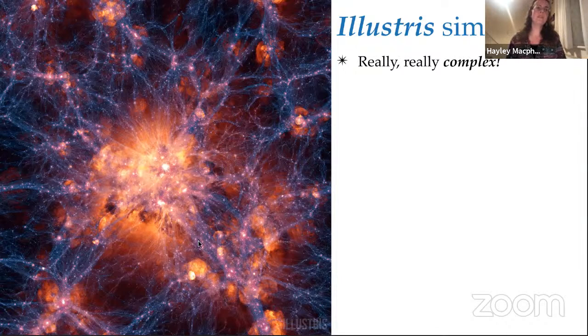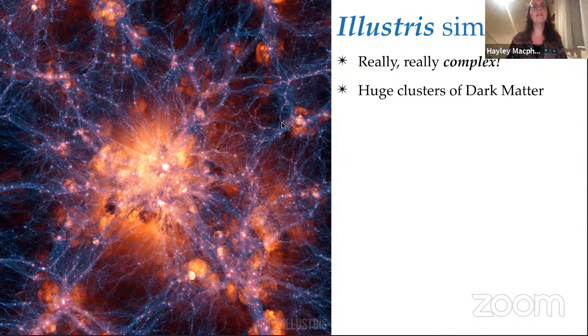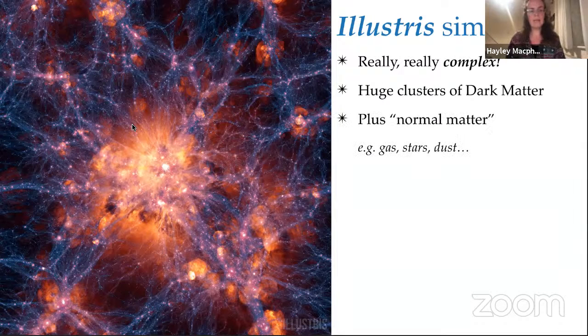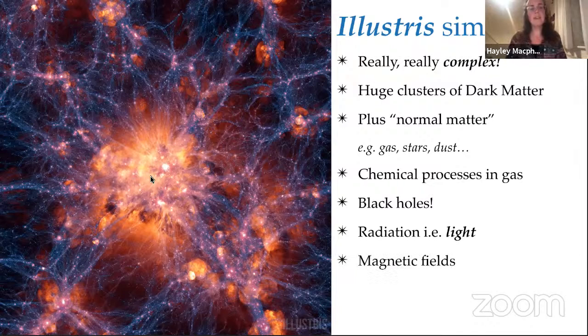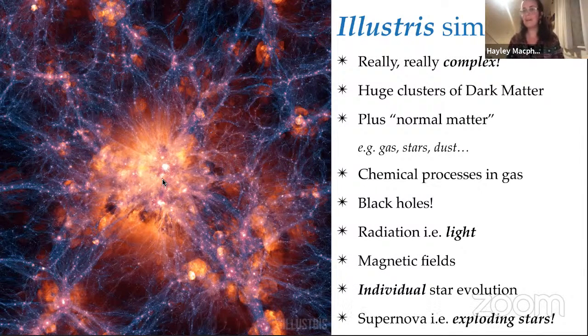So even just looking at this picture, you can probably already tell that this is a really, really complex simulation. But just to name a few things, they include the huge clusters of dark matter. So this purple web structure forms the main large-scale structure in the universe, alongside normal matter like gas and stars and dust, as well as chemical processes in this gas, black holes and radiation, so the way that light travels through this structure, magnetic fields, individual stellar evolution, including the death of these stars in supernovae and how the result of that supernova feeds back elements into further structure formation.